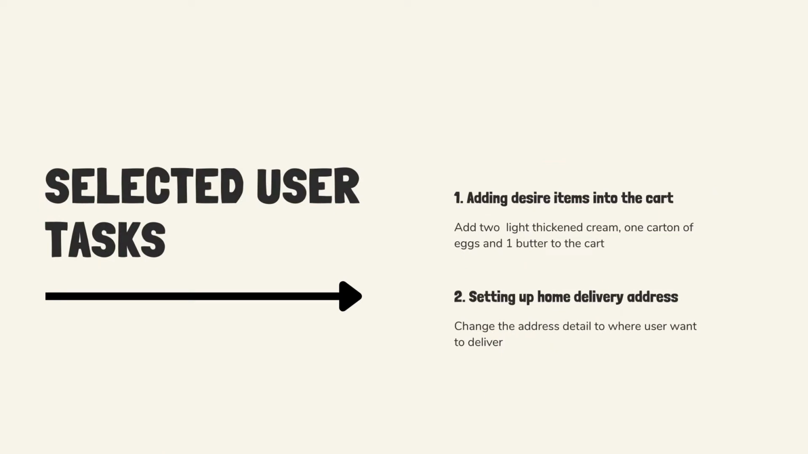The first task is to add users' desired items into the cart, which is to add 2 light thickened cream, 1 carton of eggs, and 1 butter to the cart. The second task is to set up a home delivery address. Change the address where the user wants to deliver.